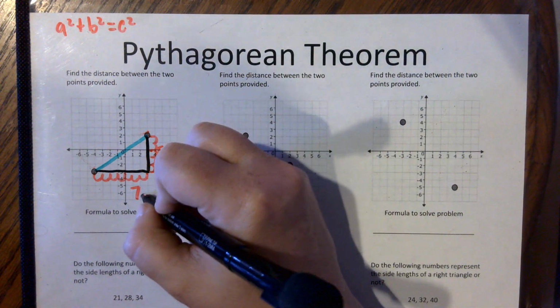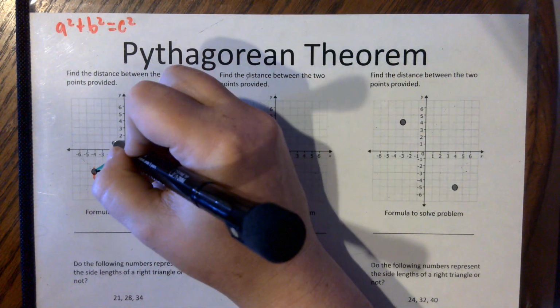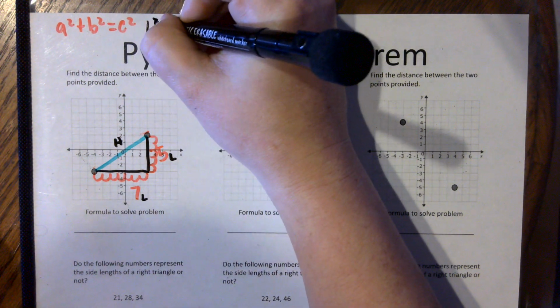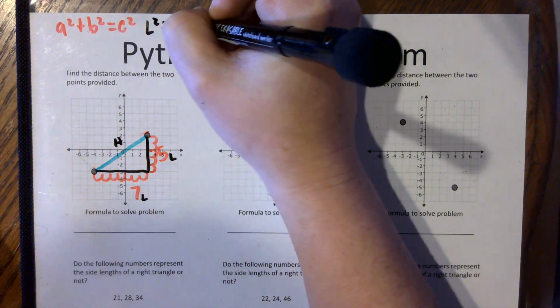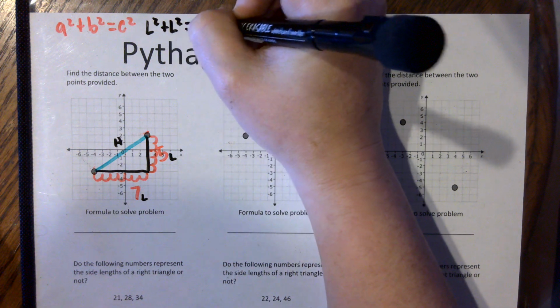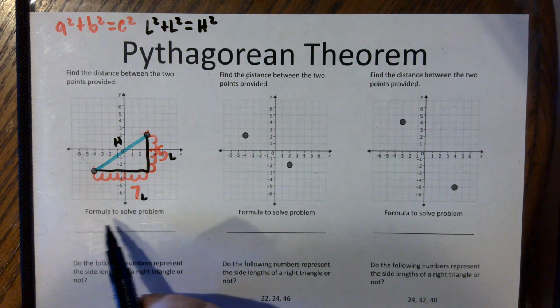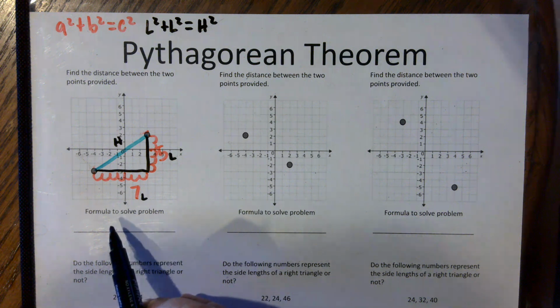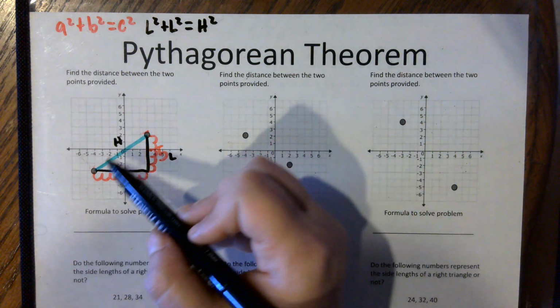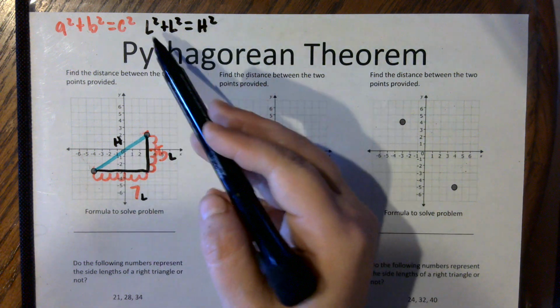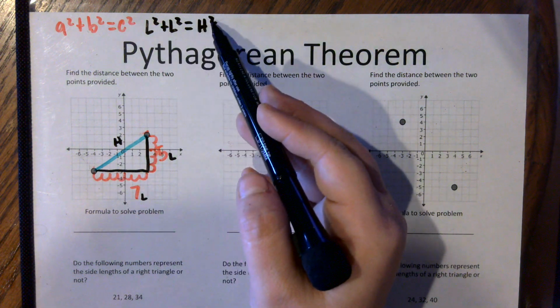But this is a leg, this is a leg, and this is our hypotenuse. So if you like the idea of going leg squared plus leg squared equals our hypotenuse squared, go for it, okay? But this is asking us to solve, formula to solve the problem, and the problem is asking for the actual hypotenuse. This formula gives us the hypotenuse squared.